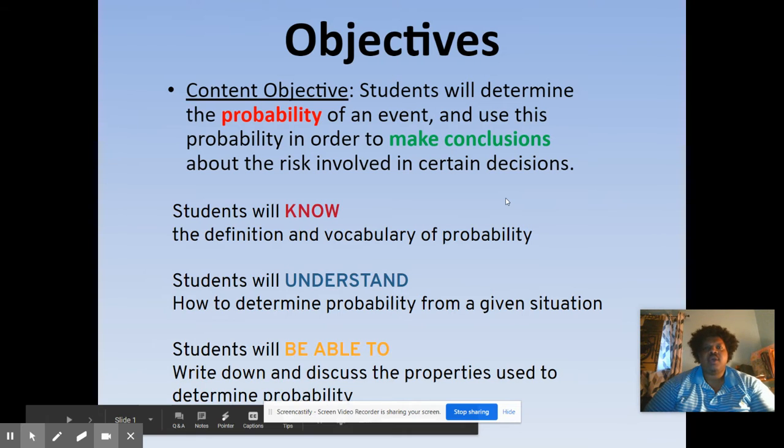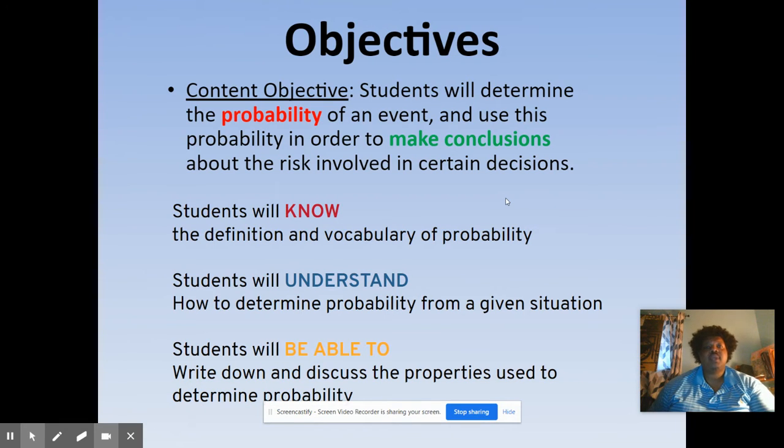Okay, so the content, of course, for this day is students will determine the probability of an event and use this probability in order to make conclusions about risk involved in certain decisions. All right. Students will know the definition and vocabulary of probability. Students will understand how to determine probability from a given situation. And students will be able to write down and discuss properties used to determine probability.